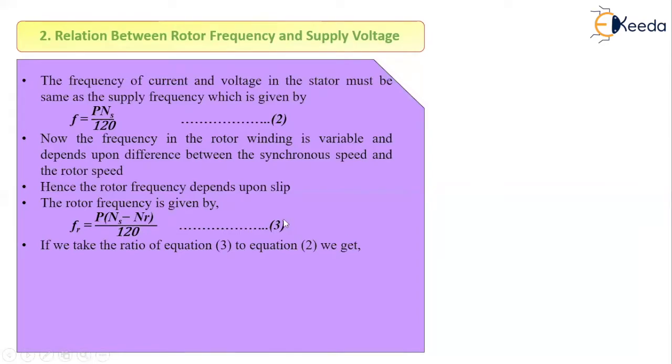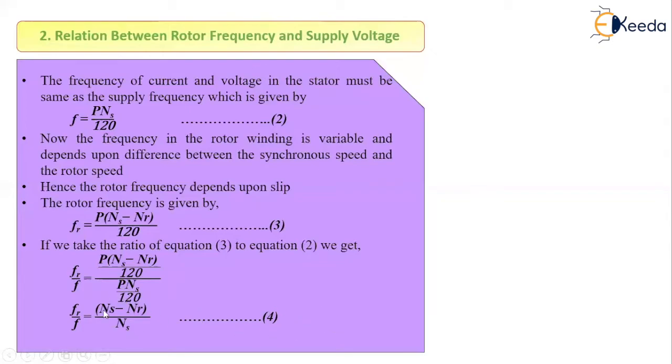Now we have to take the ratio of equation 3 to equation 2, because we want to derive the relation between the rotor frequency and the supply frequency. Taking the ratio, we get Fr/F = [P (Ns - Nr)/120] / [P Ns/120]. In this division there are common terms which get cancelled. P cancels with P, and 120 also cancels. After simplification, we get Fr/F = (Ns - Nr)/Ns. Let it be equation number 4.